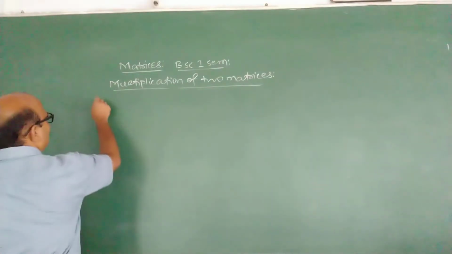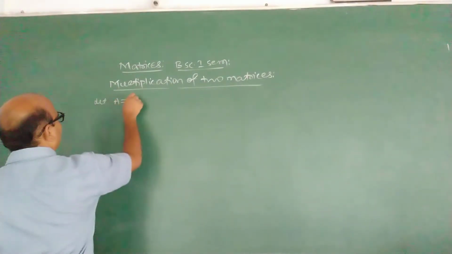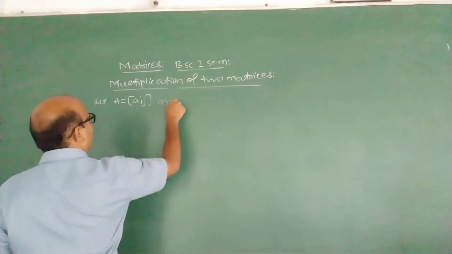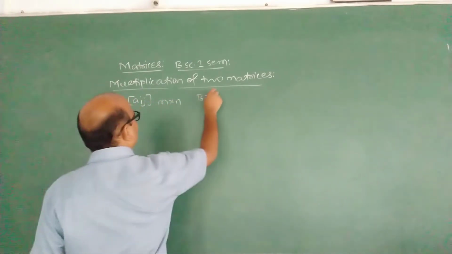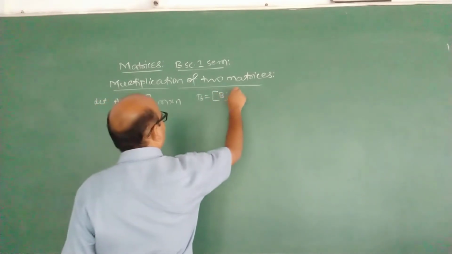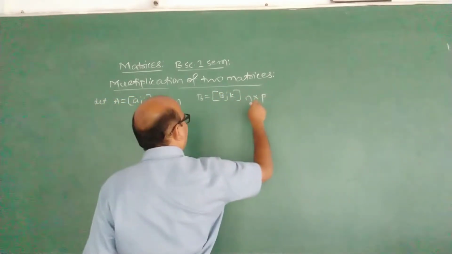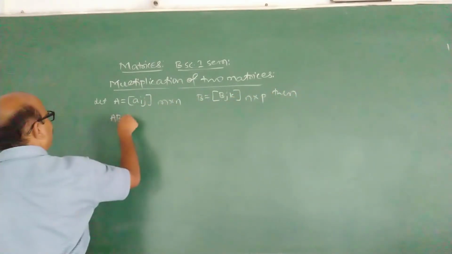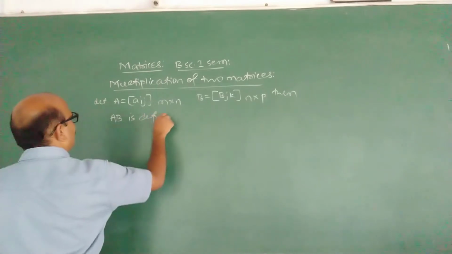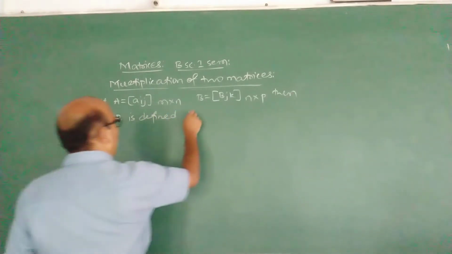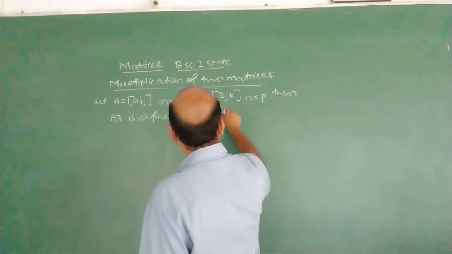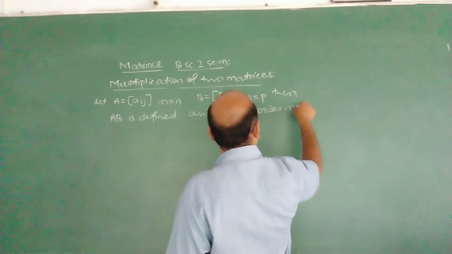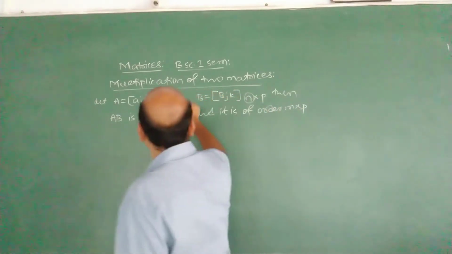But in this case, if A equals Aij is a matrix of order m by n, and B equals Bjk is a matrix of order n by p, then A into B is defined, and it is of order m by p. So this is important here.